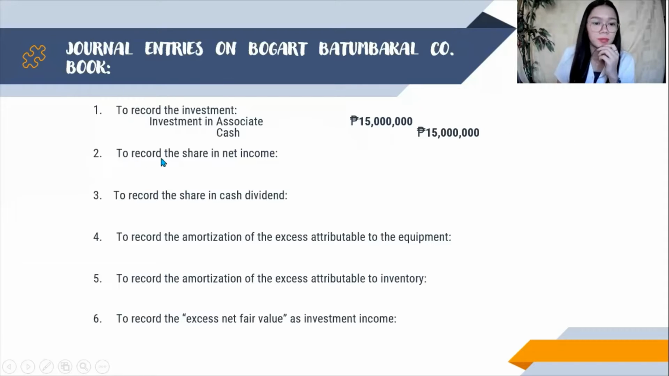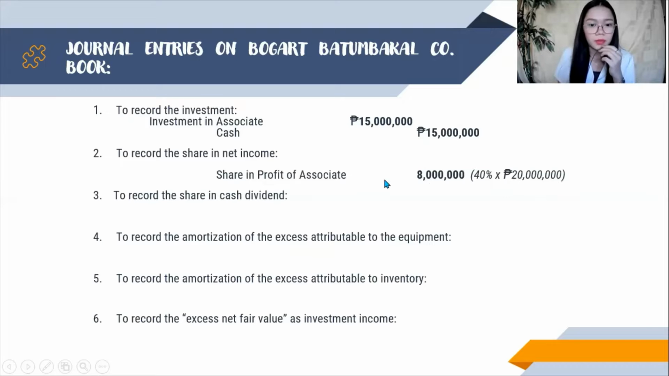So to record naman doon sa share natin sa net income or doon sa ni-report ni Jogras Di Magiba na income, magkano na ba yun? It's 20 million. So, kung nag-report sila ng income, of course, magre-report din tayo ng ating income. So, share in profit of associate natin, di ba 20 million yung ni-report niya na income. Ita-times lang natin sa ating share, it's 8 million. So, magre-record din tayo ng share in profit of associate natin na 8 million, and we debit investment in associate na 8 million din.